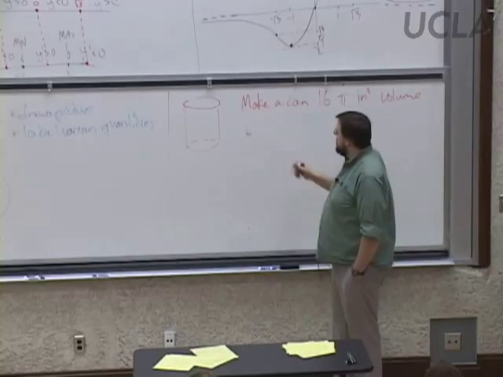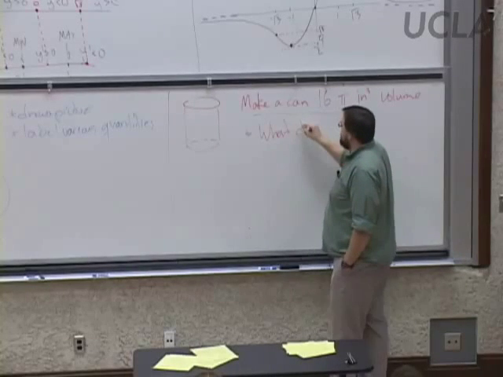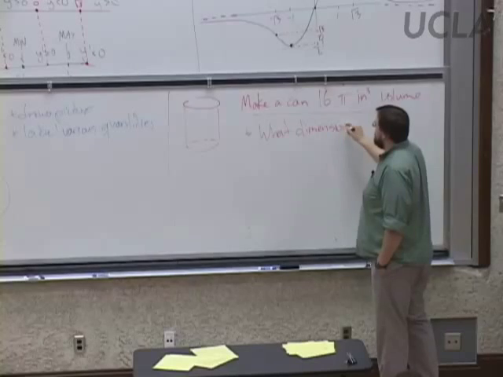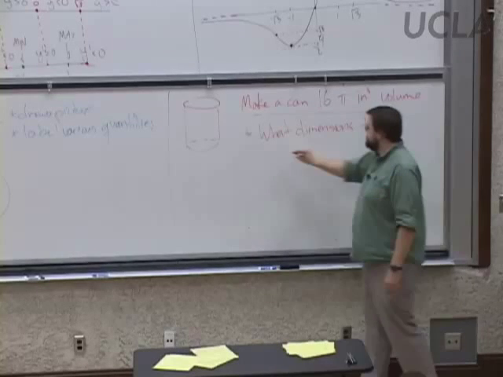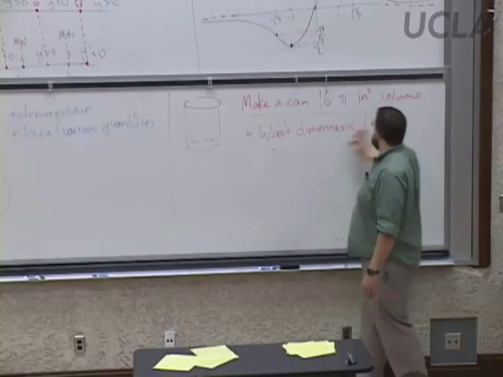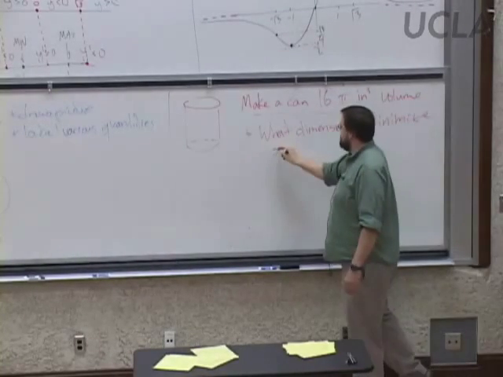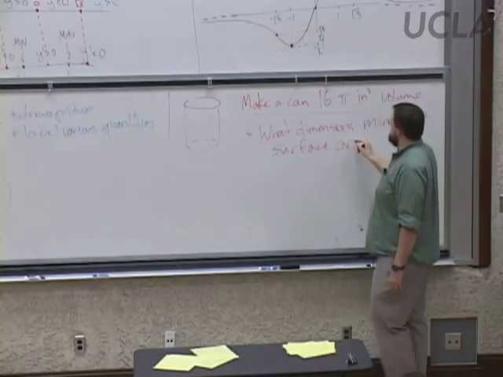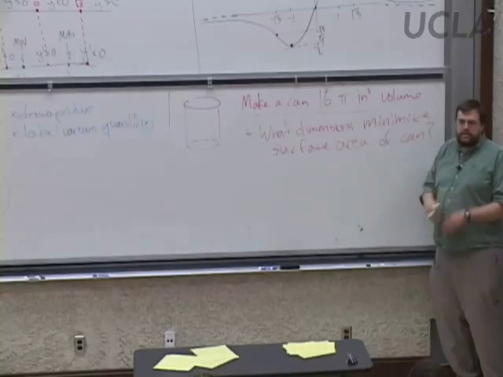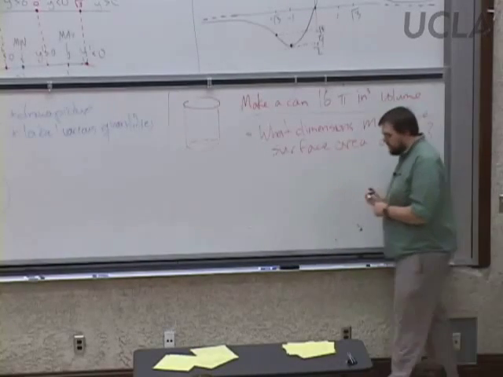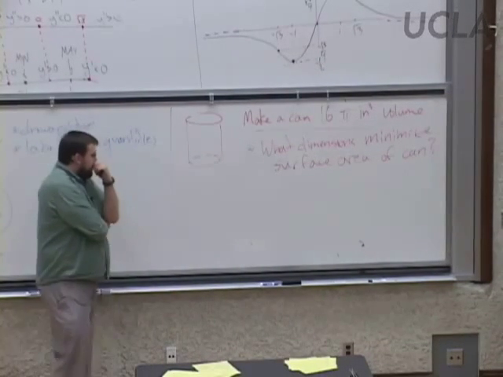So what's a good question I can ask here? If I'm making these cans, well, what dimensions minimize the surface area? Because the surface area tells me how much metal I had to use. Oh, what dimensions? I forgot to put the word minimize. Minimize the surface area. Okay. Now, this seems like a reasonable question, and it's always good to ask yourself, is this a reasonable question? And it is. Now, let's start thinking about it here.